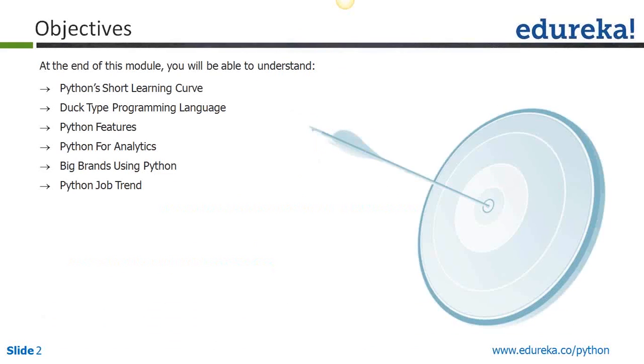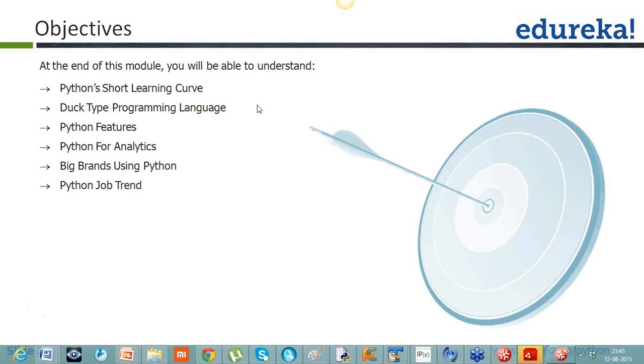So at the end of this module, you'll be able to understand Python's short learning curve, duck type programming language, Python features, Python for analytics, and Python job trends. So you'll be able to compare job trends of Python with other programming languages, and see why Python is more and more preferable in the companies.